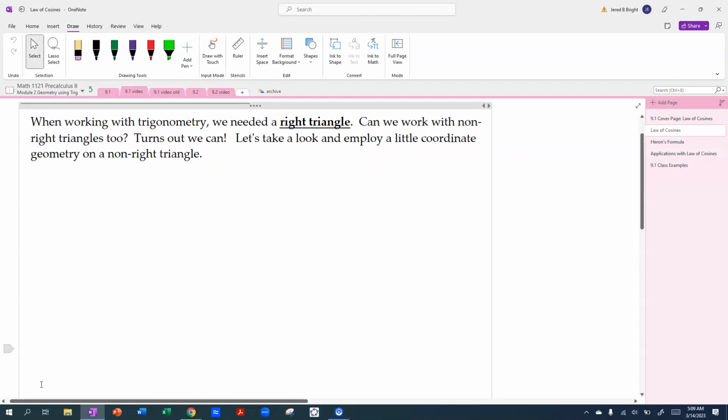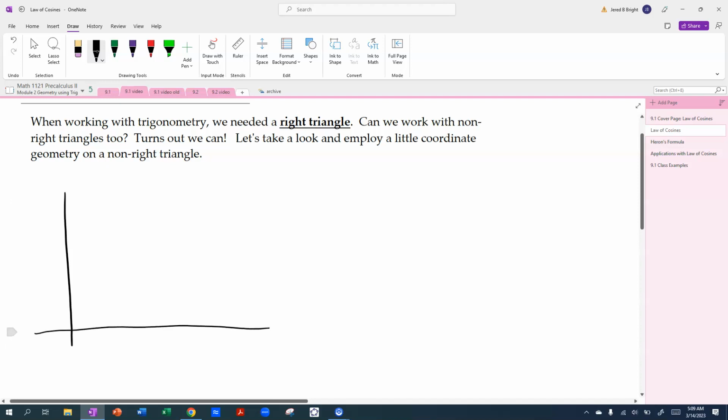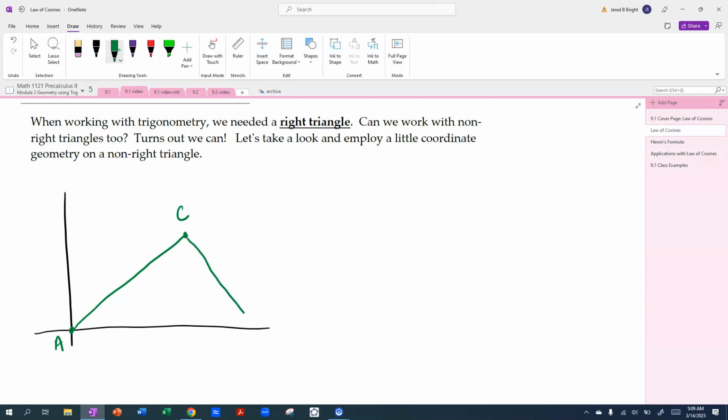And so what we're going to do is do a little bit of coordinate geometry on a non-right triangle. When I talk about coordinate geometry, that means geometry in the coordinate plane. So let's imagine we are in the coordinate plane, and you can do it really in any quadrant, but I'm just going to imagine that we are in the first quadrant, okay? And so I'm going to embed the normal non-right triangle in the first quadrant. So this I'm going to call vertex A, and then here we are with vertex C, and then down here I'm going to call that vertex B.